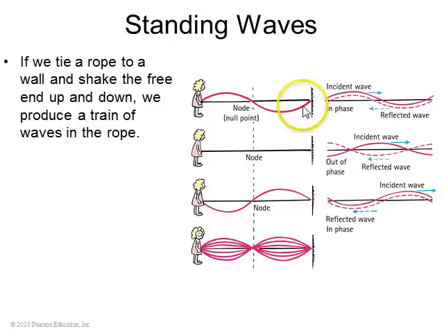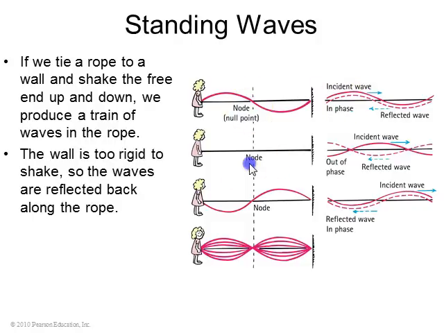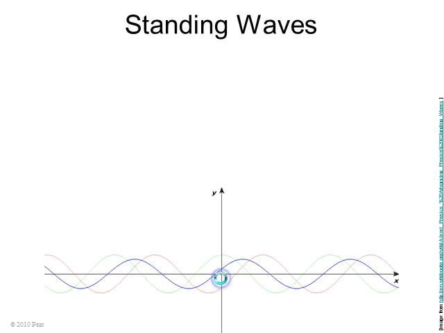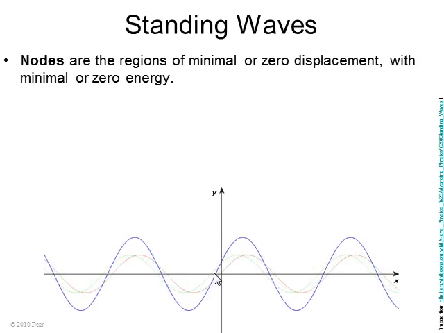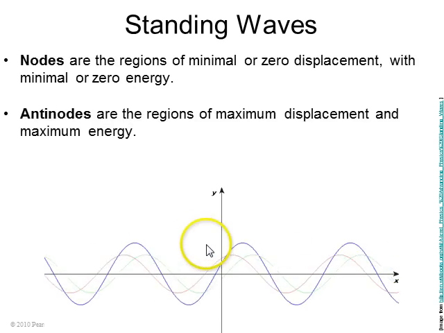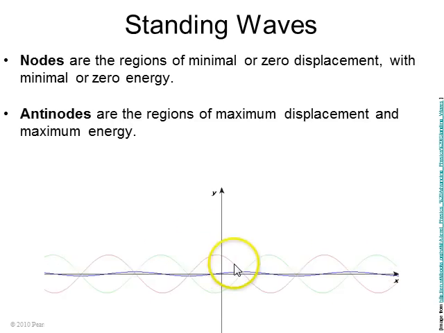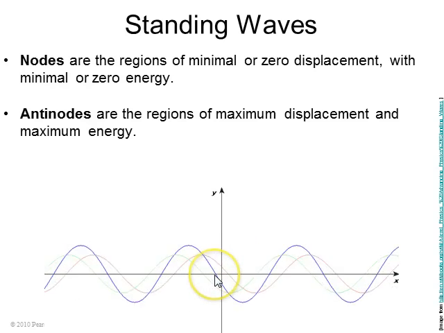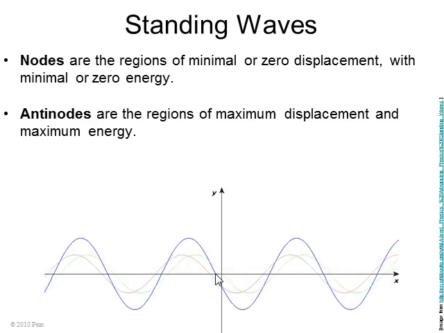So standing waves are a result of interference, where you shake one end of a rope and there's a fixed wall which reflects a wave, and what happens is the incident wave interferes with the reflected wave and sets up the standing wave. Standing waves are characterized by nodes and antinodes. A node is a region where the disturbance is always zero.